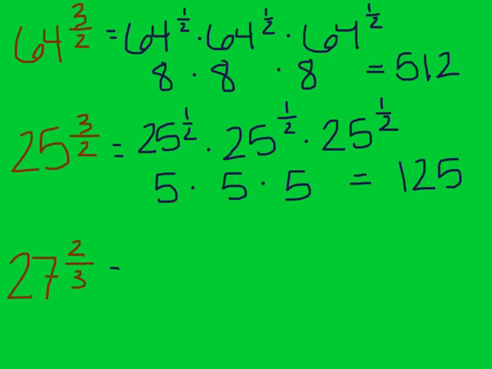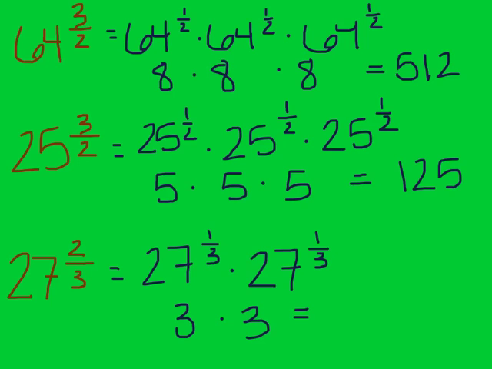Let's try this one down here. We have 27 to the 2/3, so that's 27 to the 1/3 times 27 to the 1/3. What number multiplied by itself 3 times equals 27? Well, that would be 3. So we have 3 times 3, which is 9.